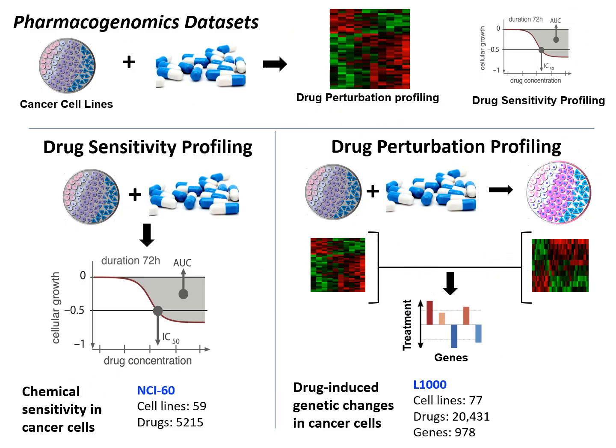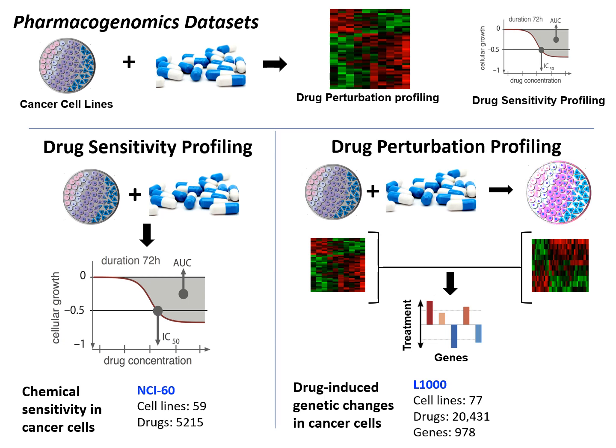So, with pharmacogenomics, this is data that looks at cancer cell lines. We have a large range of cancer cell lines. They get treated by various drugs, and then we can profile these so that we can look at what we call drug perturbation profiling and drug sensitivity profiling.